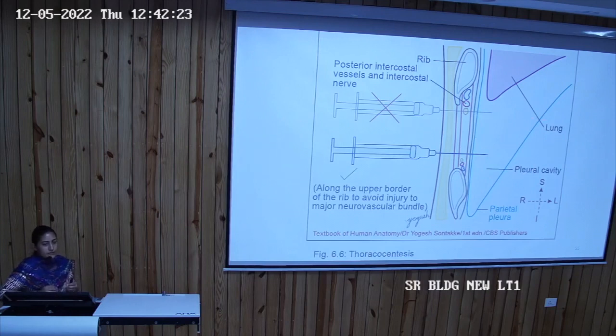What is the pleural recess? In between the pleura and the lung, there is a space. That is a potential space present between the lower border of the lung and the lower border of the pleura.